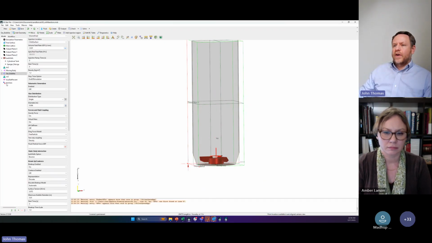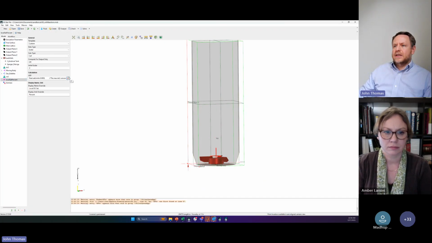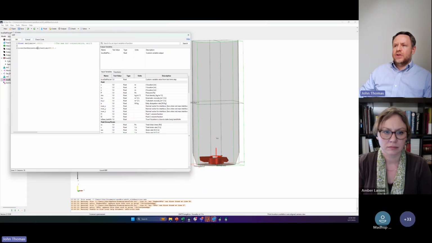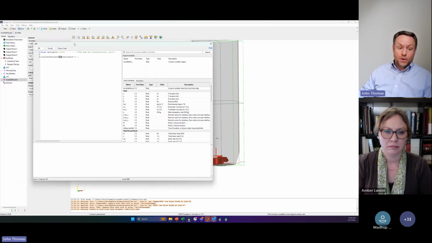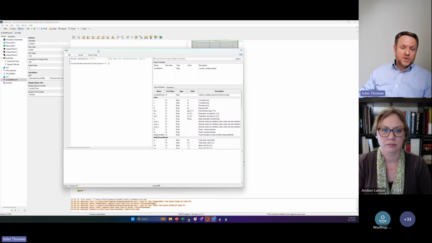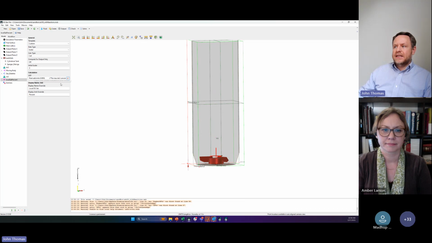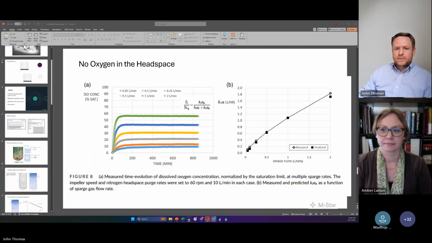I have a local variable here called sat percent. I'm dividing the local DO concentration, which in M-Star is moles per liter, by the saturation limit, which I knew just from a hand calc would be 0.3 moles per liter, based on I assume 21% oxygen in air at STP. You can divide this and present not just moles per liter but actually sat percent at different locations, which is often a more organic way to look at this data.